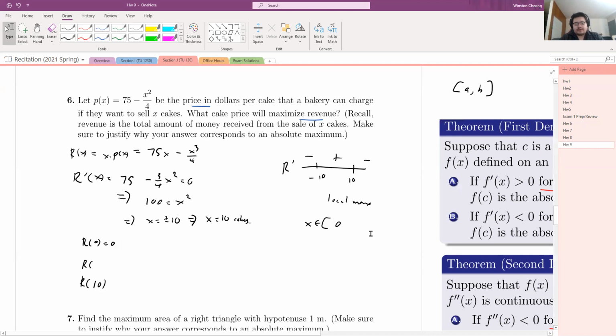Well, the other thing we can do is make p of x equal 0. Once that equals 0, then we know the revenue is going to equal 0. So how do we make p of x equal 0? Well, just go ahead and try solving this thing. p of x is 75 minus x squared over 4. So we want 75 to equal x squared over 4. Multiply by 4, we're going to get 1200, I think. Or, no, not 1200.